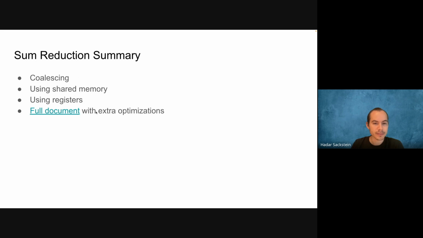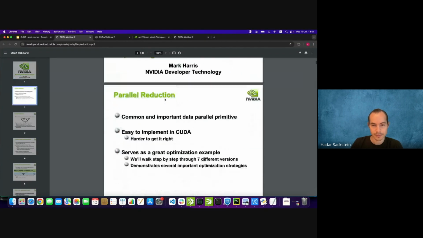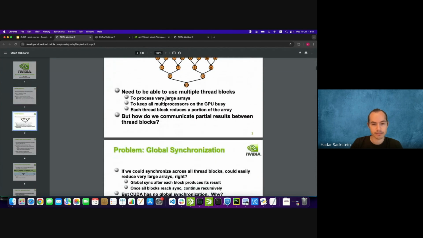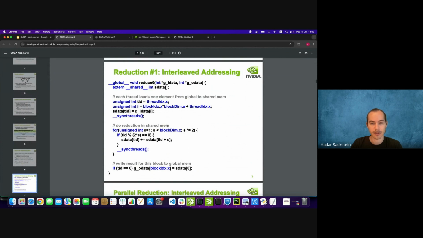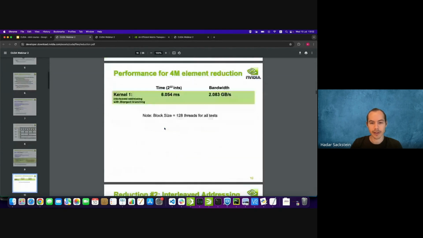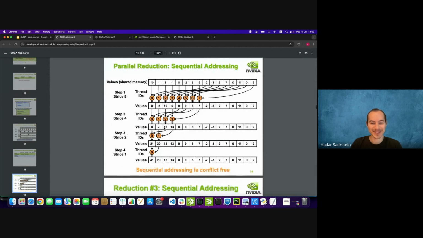I can also refer you to some more optimizations that can be done for sum reduction. Some of them are relevant only if you know the parameters at compile time. But this is actually a really good document. It shows all the optimizations, including code. You didn't draw these pictures? No.